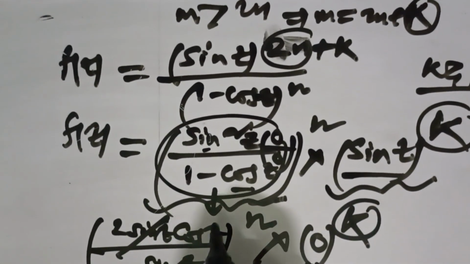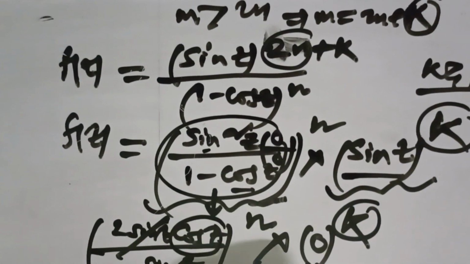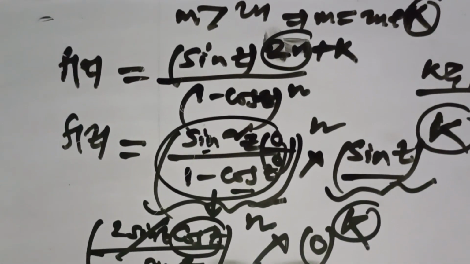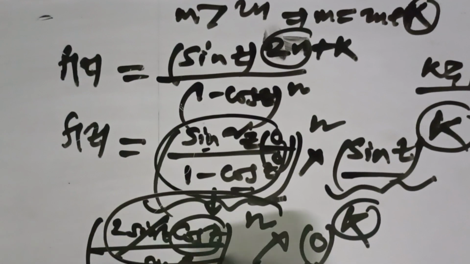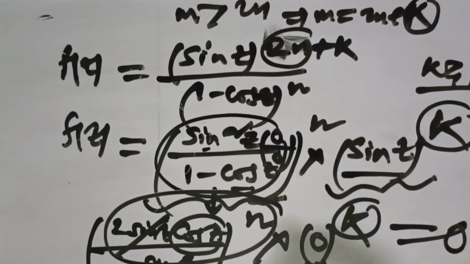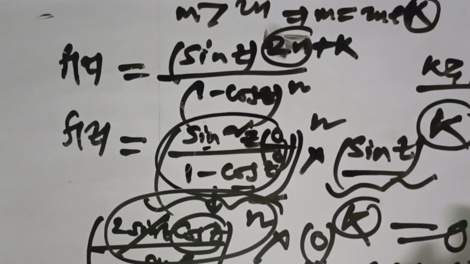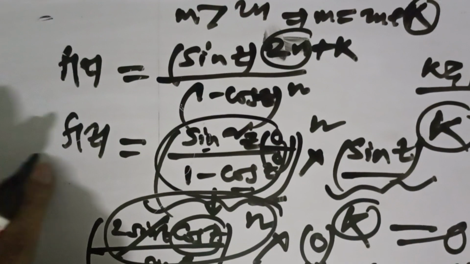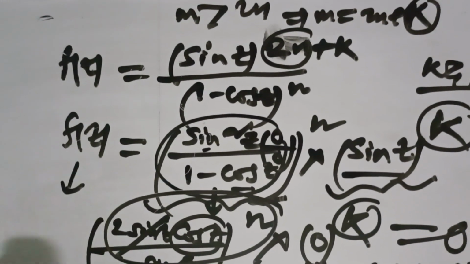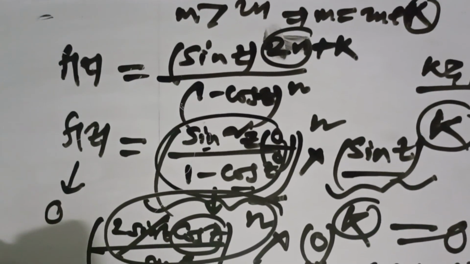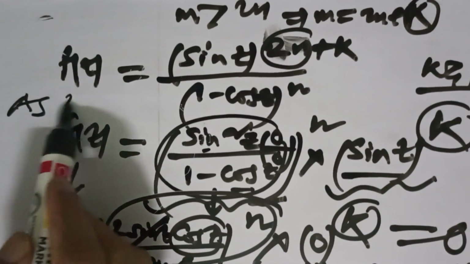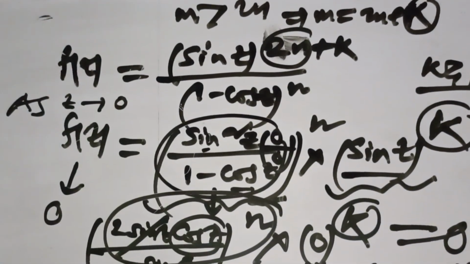It will always give 0, and it gives a finite quantity 2 power n. And if you take the limit z to 0, then it gives cos 0. Cos 0 means 1, so it gives 2 power n. Okay, it gives 2 power n. So as you take the limit z to 0, then f(z) goes to 0.